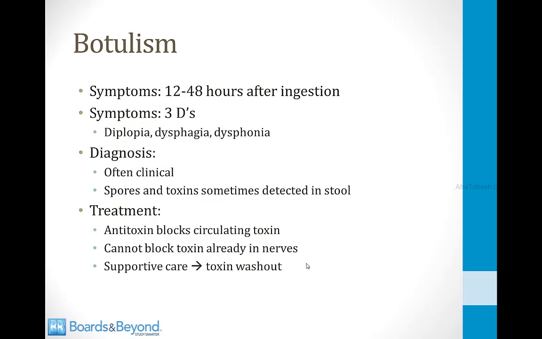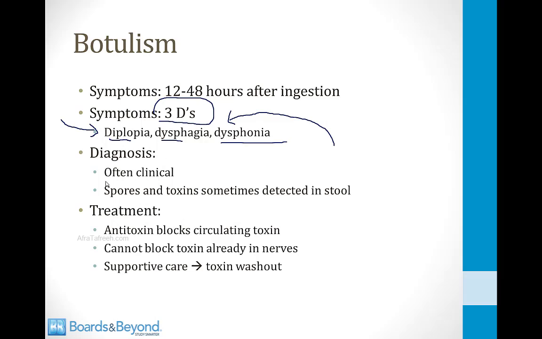So the symptoms of botulism occur about 12 to 48 hours after you've ingested the bacteria or been exposed to the toxin. And the symptoms are remembered by the mnemonic, the 3 Ds: diplopia, dysphagia, and dysphonia. So what this means is that the muscles of the head and neck are the first to be affected. Patients get diplopia because the eye muscles get weak and their eyes get out of alignment. They get dysphagia and have trouble swallowing or have trouble speaking.